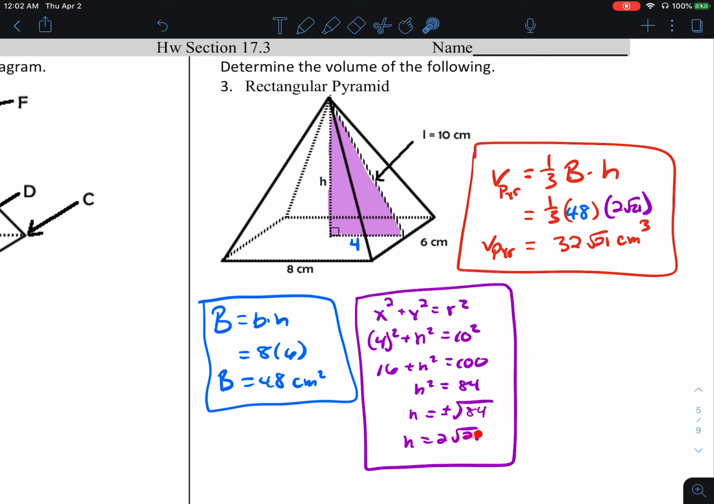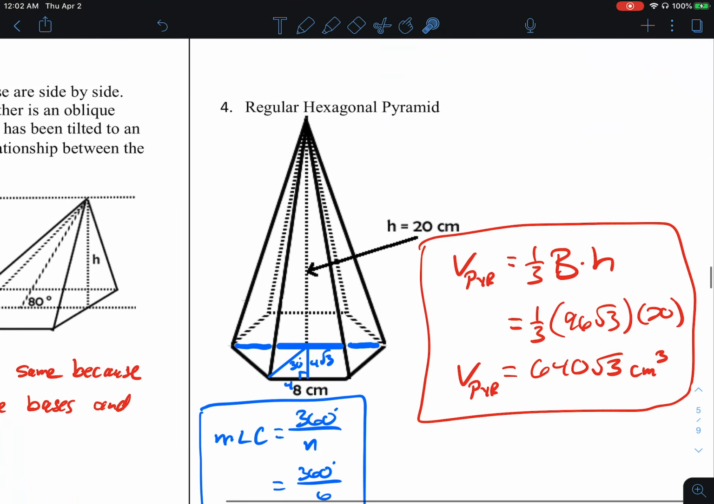So we can use the Pythagorean theorem to figure this out. So 4 squared plus h squared is the hypotenuse 10 squared. So 16 plus h squared is 100. Subtract 16 from both sides, square root both sides. 84 breaks down to 4 times 21. 4 is a perfect square, so we get h is a positive 2 square root of 21. Throw that in there. 1/3 of 48 is 16. 16 times 2 is 32, so we get 32 square roots of 21 cubic centimeters.